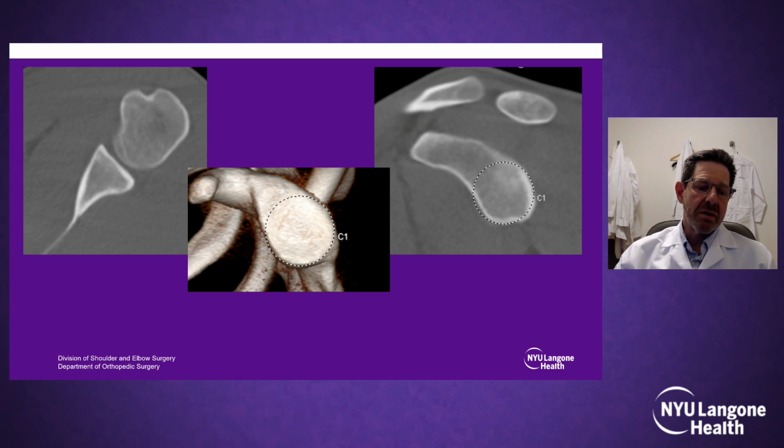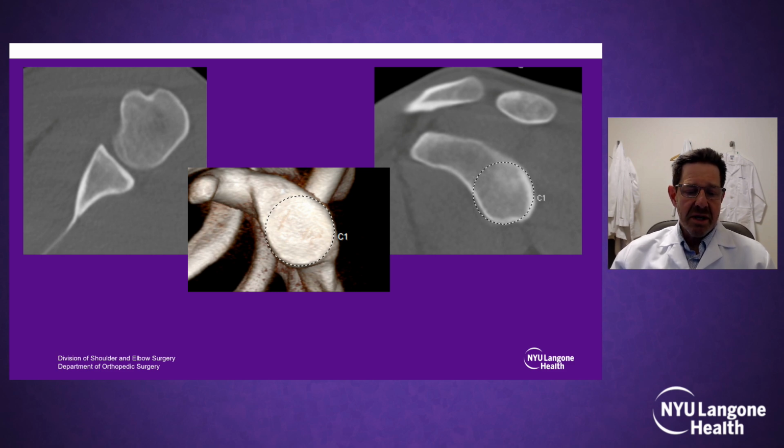So with this CT scan with three-dimensional reconstruction, we're using a perfect circle model to verify that there was no significant anterior glenoid bone loss. And again, just some flattening of the posterior humeral head, no real significant Hill-Sachs lesion, at least certainly not an engaging Hill-Sachs lesion.